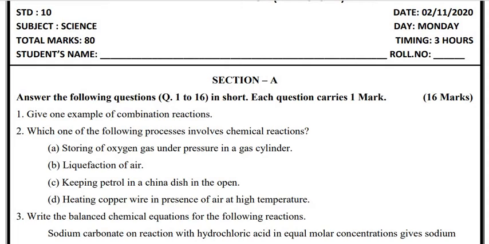In this video we will see the question answers of the semester 1 paper. Let's begin with section A. In section A, the 1 mark questions are there. Total 16 questions are there and each carries 1 mark. So section A carries 16 marks.